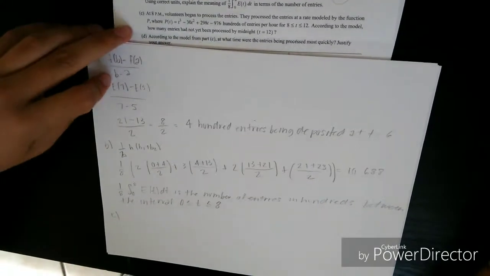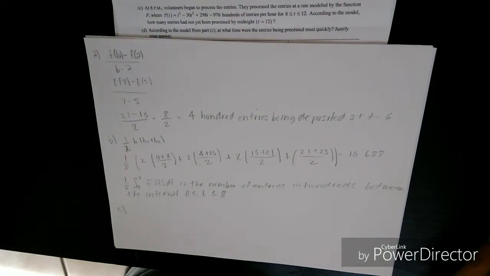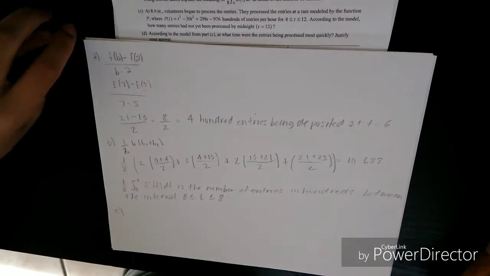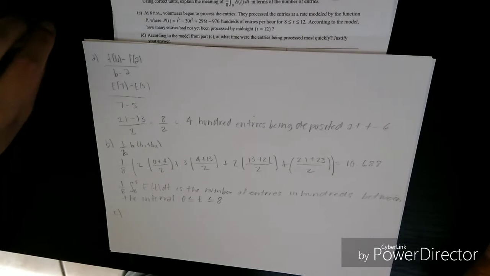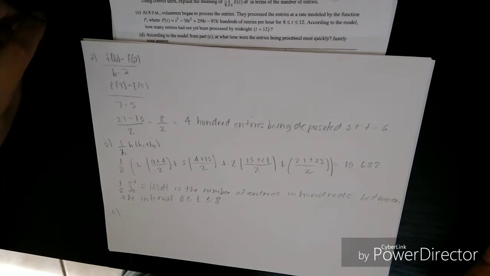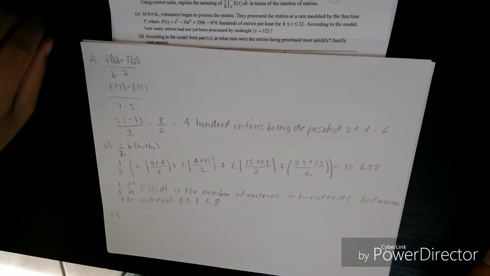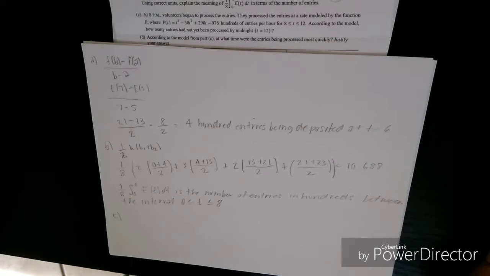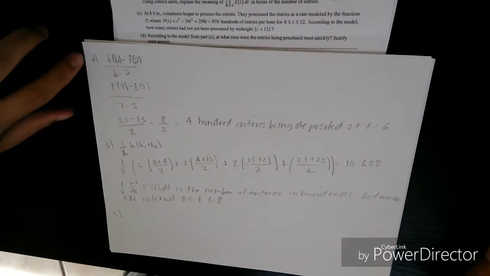For part C, at 8 p.m., volunteers began to process the entries. They processed the entries at a rate modeled by the function p, where p of t equals t cubed minus 30t squared plus 298t minus 976 hundreds of entries per hour for the interval from 8 to 12. According to the model, how many entries had not yet been processed by midnight, t equals 12?